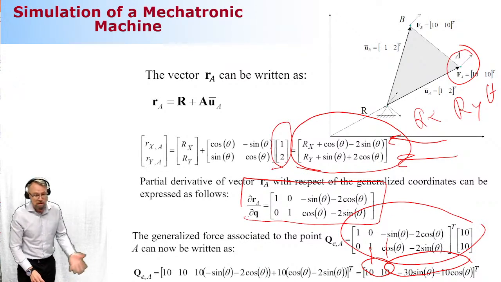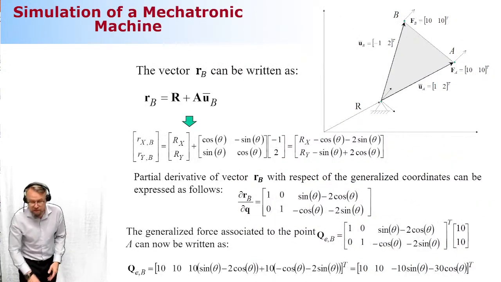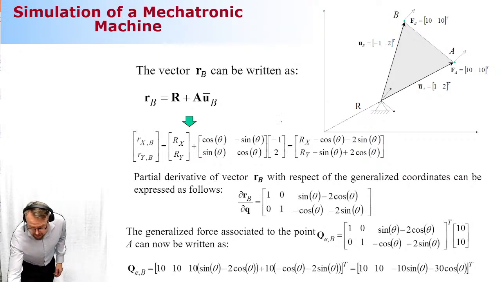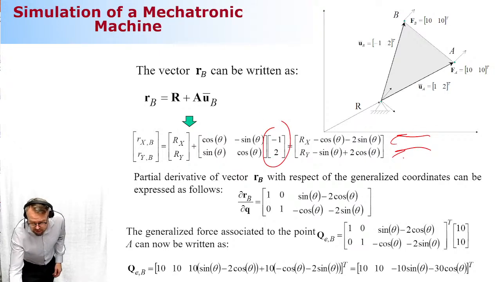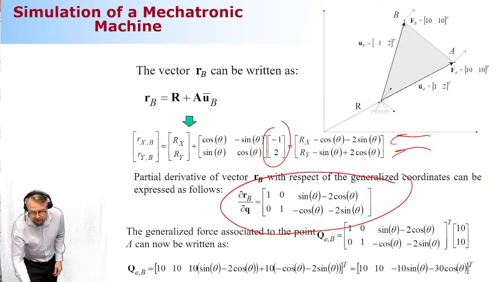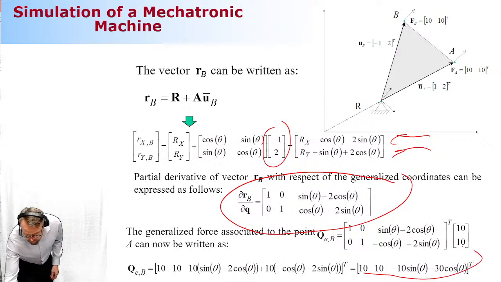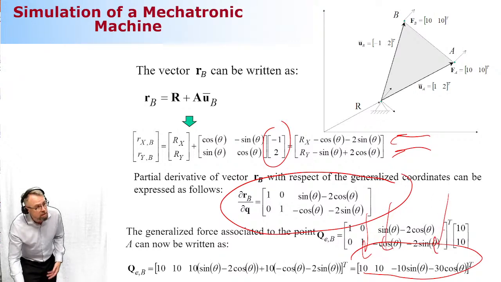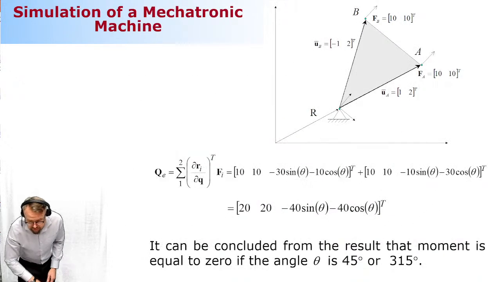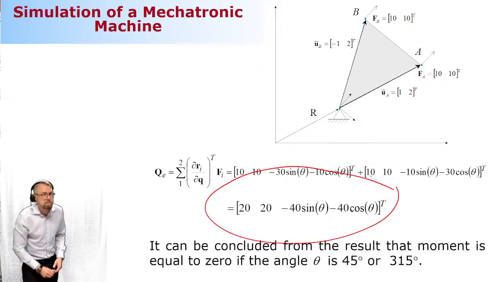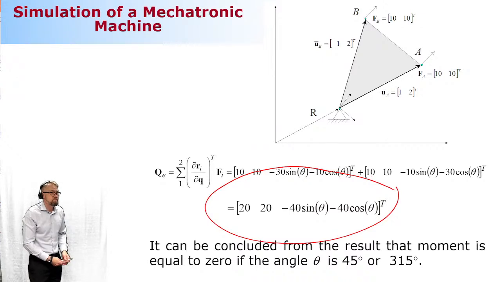Then I redo the same, but for point B. Here's my point P. I take the vector u bar into account, and it gives me the position in the global coordinate system. We'll differentiate that with respect to my unknowns, multiply by my forces, and again I get a vector of three components, which correspond to Rx, Ry, and angle theta. Then I just combine them together, and that's going to be my forces in total. That's how it works.